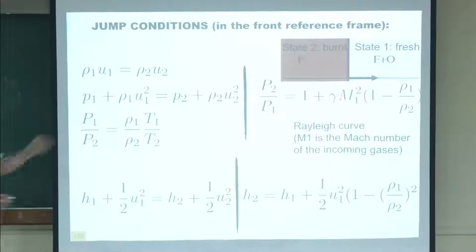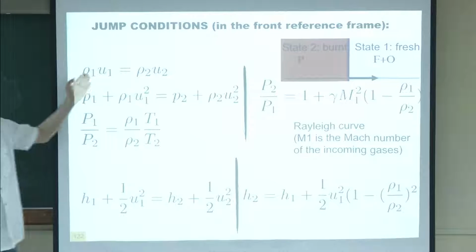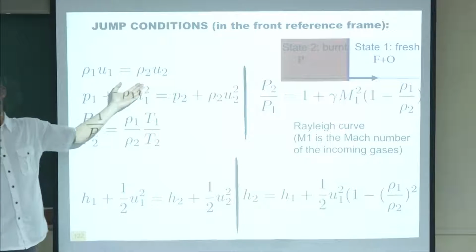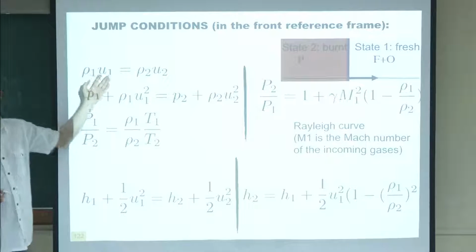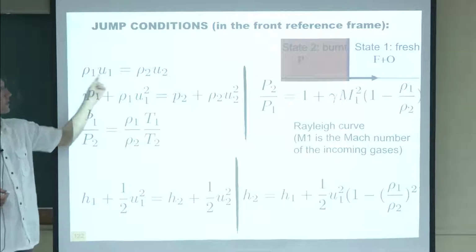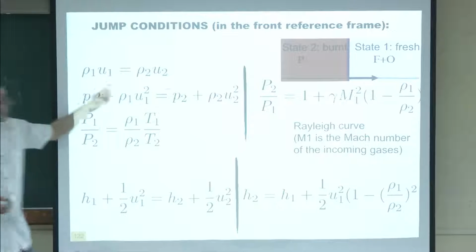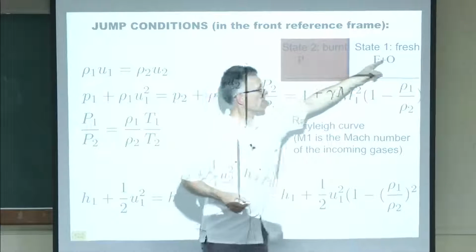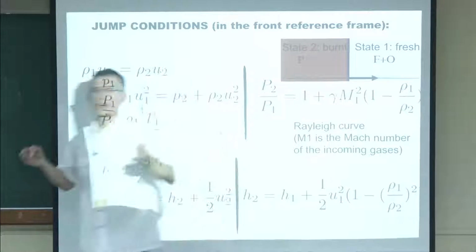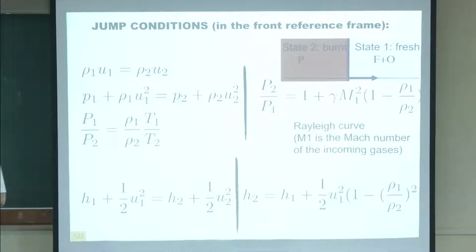So the first conservation equation is the conservation of mass. You all know that the flow rate is just the product of density and velocity. So ρ1 u1, which is what you have on this side, must be equal to ρ2 u2 on the other side. It's just conservation of mass. Simple, because we are in the reference frame of the flame. You will see tomorrow that this can get much more complicated.